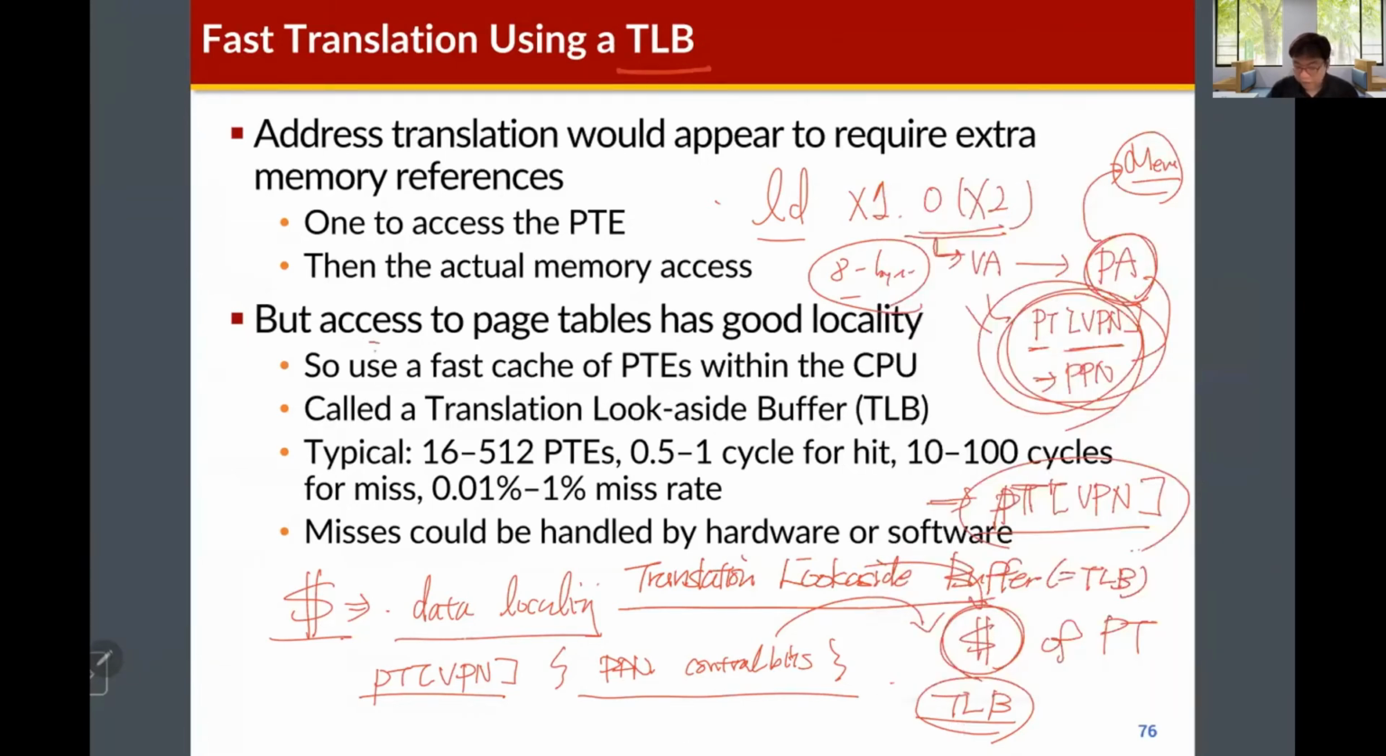Access to the page table has good locality, as I explained. In order to use this locality, the processor has a special cache for the page table called the TLB. The miss rate for the TLB is very, very low, because the page size is large compared to the size of data requested by a load instruction. So the TLB miss rate is very low. So the TLB is a good idea, right?